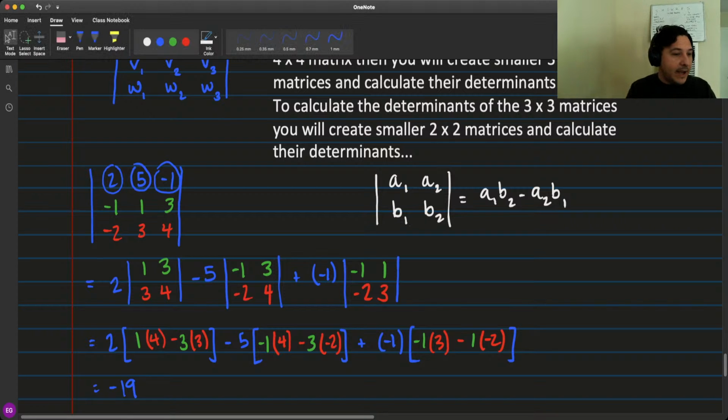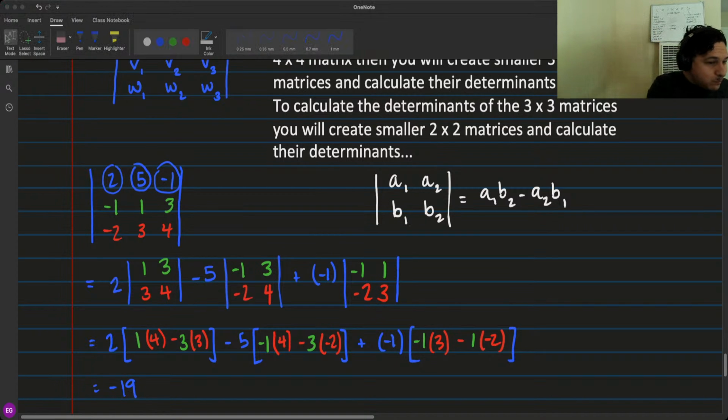So does it make sense how we calculated this? Any questions about the process? Okay.